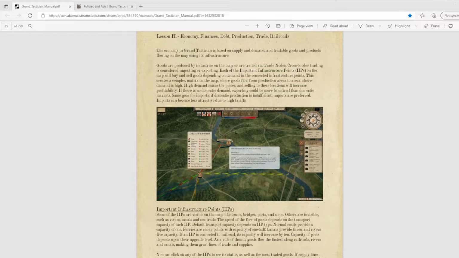Hi there, everyone. This is going to be my attempt to put together some sort of economic tutorial for Grand Tactician: The Civil War. A lot of questions out there since the game went to version 1.0. Those questions are from new players, but they're also from those of us who have played it for a while and who've played it quite a bit. We have questions, and I have a lot of questions.